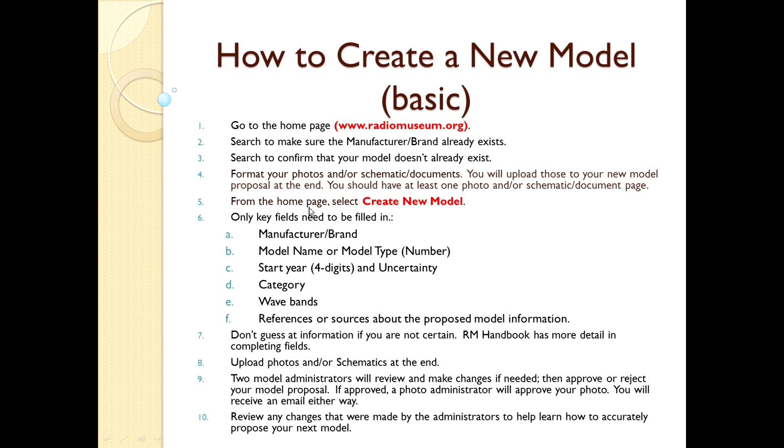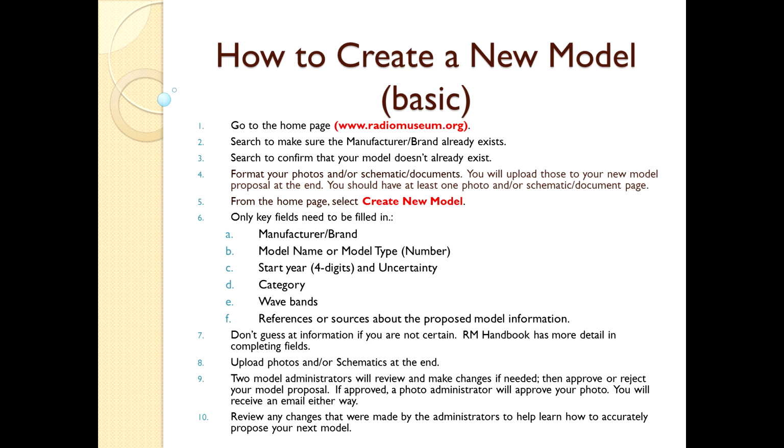Okay, so then from the home page of the radiomuseum.org, you're going to select Create New Model. And there's a lot of fields that will pop open there. There's only a few that are key fields that need to be filled in. That is the manufacturer, the brand, the model name or the model type, the start year, it's in 4 digits, what the uncertainty of that is, the category, wave bands, and then at the bottom you'll need to list references or sources about the information that you got for your proposed model. So don't guess at the information if you're not certain.